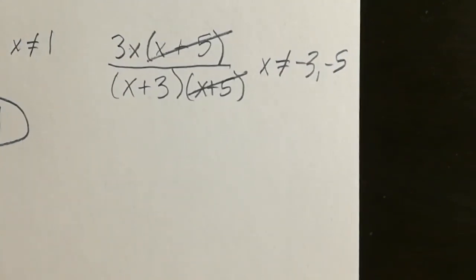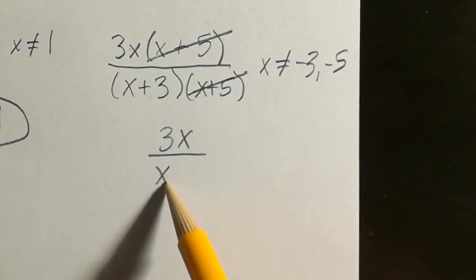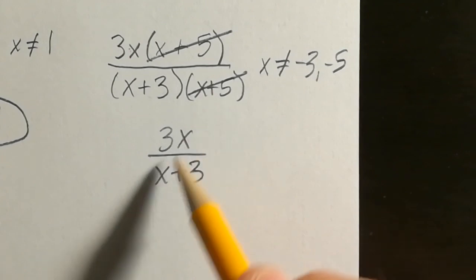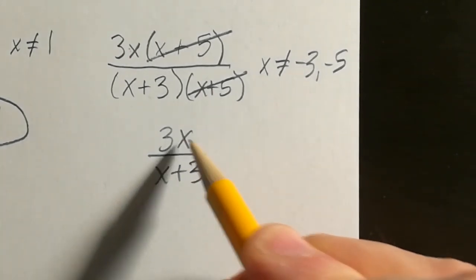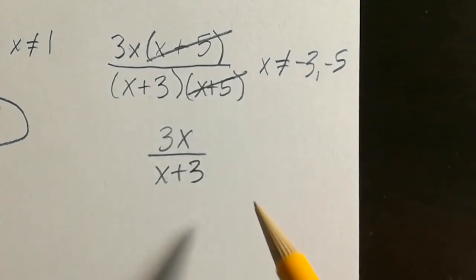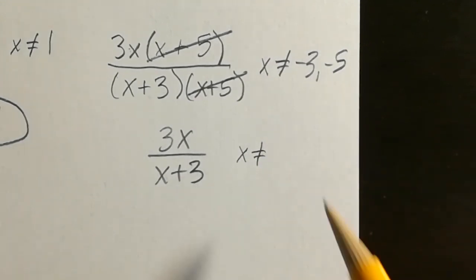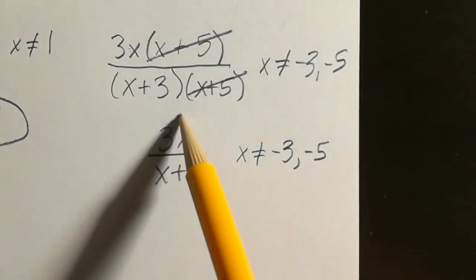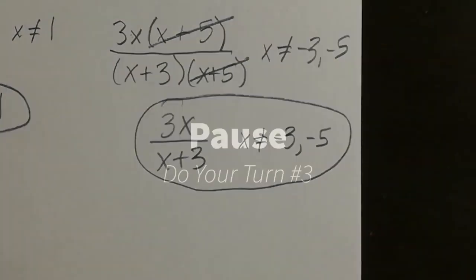Okay, so this comes out to 3x over x plus 3. And that's all I can do. I can't cancel out the x's either for the same reason. This x is involved in addition, and so you cannot cancel it out with that. Okay, anything involved in addition cannot be canceled out. I say that so much because it's one of the most common errors on these problems. So you've been warned. All right, so there we go. That is our answer on number 3. You guys go ahead and do your turn number 3.